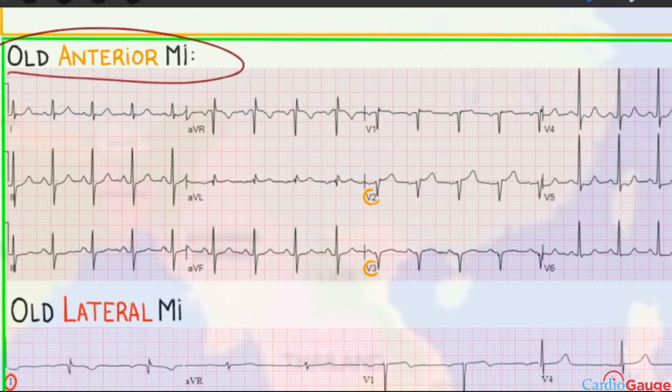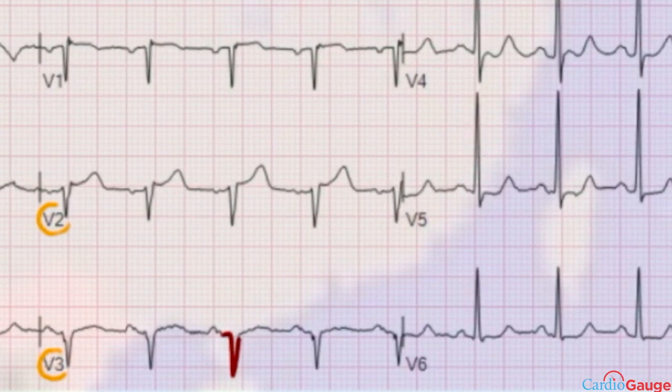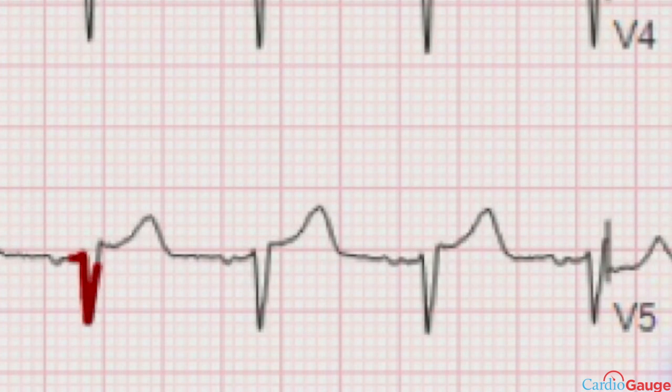How about some examples? Old anterior MI. There's a Q wave in lead V3. You might say, oh, doc, look at the little R wave there in V3. That's not a Q wave. And we could argue about it, but it's close enough. The same goes for V2 here, where there's an itty-bitty R wave. So technically this isn't the greatest example, but it's close enough, and I would consider this a possible old anterior infarct based on the appearance of V1, V2, and 3.